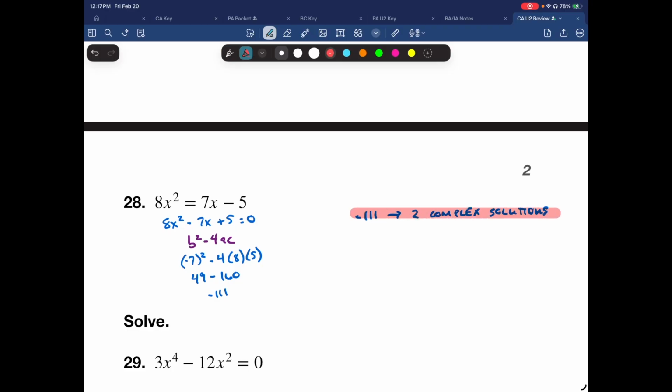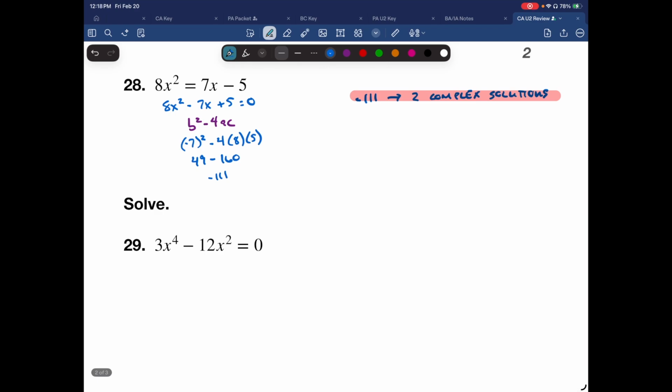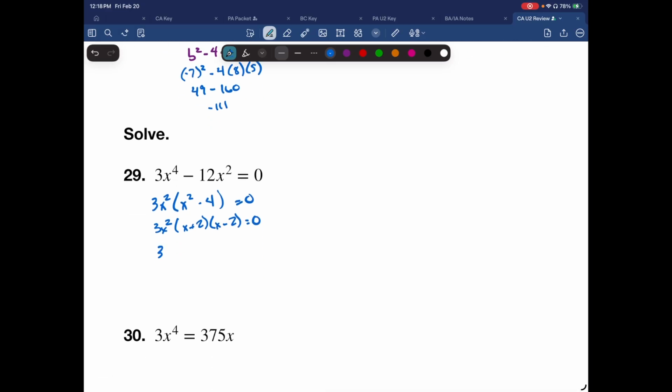Okay. Now, on 29, we're factoring and solving for the solutions. All right, but it just looks a little differently. So first of all, I can take a 3x squared out. So it's going to be 3x squared out front. And that's going to leave me with x squared minus 4 on the inside equals 0. Now, the x squared minus 4 is the difference of two squares. So it's going to be 3x squared, x plus 2, x minus 2. And again, we're setting them all equal to 0. Okay, so we got 3x squared equals 0, x plus 2 equals 0, x minus 2 equals 0. So divide, you get x squared equals 0, x equals 0, x equals negative 2, x equals positive 2. So these three answers are your solution to this problem.